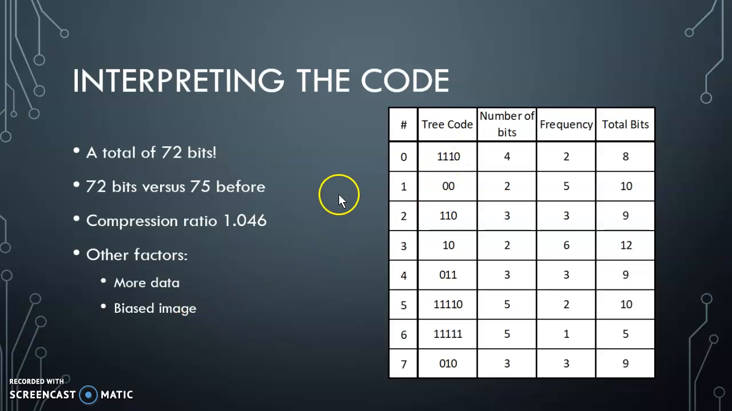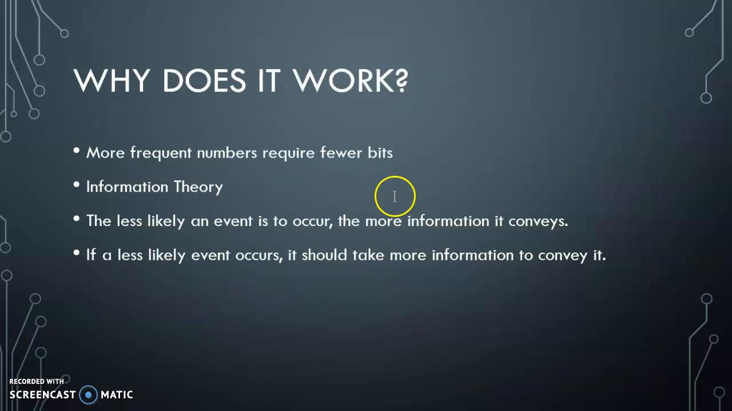But this is kind of a strange method. Why does it work like this? Well, like I said before, it's because the more frequent numbers need fewer bits. And this is all based on a concept from information theory that the less likely an event is to occur, the more information it will convey. And so it's representing that, because if a less likely event shows up, then we need to take more bits to convey it. Otherwise, we're just being very inefficient.